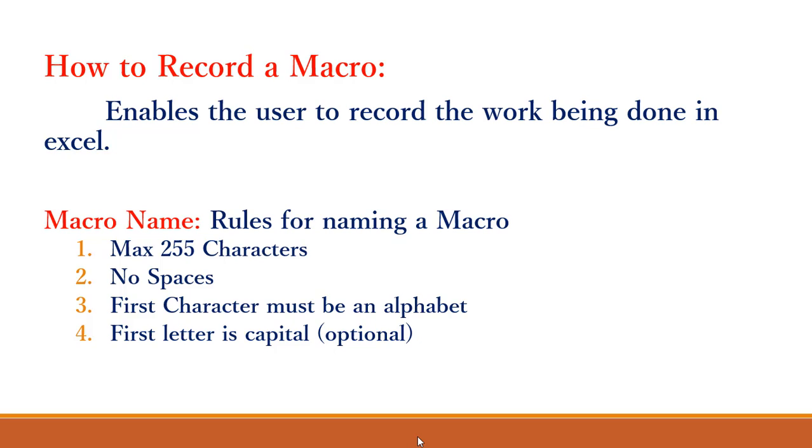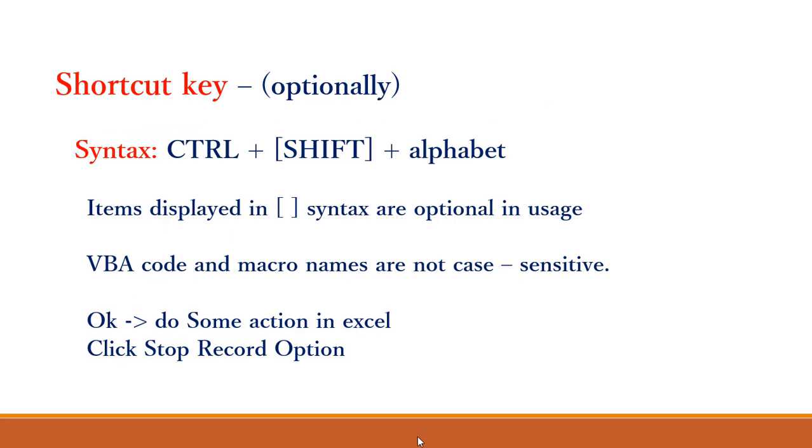The second option is the shortcut key, which is also optional. You can give it using Control, or Control plus Shift plus a letter. That Shift is also optional, not mandatory. And VBA code and macro names are not case sensitive. You can give either small or capital. After giving the macro name, shortcut and description, you can say OK, and later do all the work you want to do. Then click on the Stop Recording option.